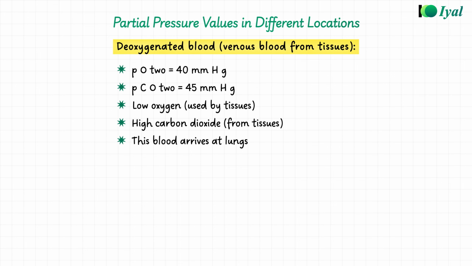The partial pressure of carbon dioxide is 45 millimeters of mercury, higher than in alveoli. So there is a pressure gradient. Oxygen pressure is higher in alveoli than in deoxygenated blood, so oxygen goes into blood. Carbon dioxide pressure is higher in blood than in alveoli, so carbon dioxide comes out of blood.